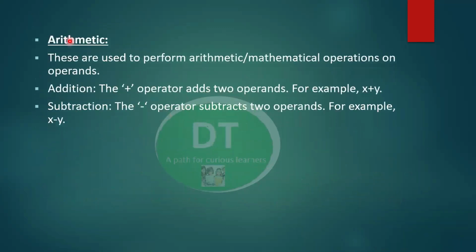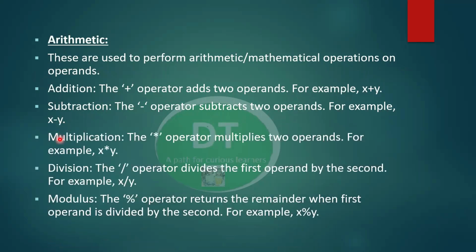Now we'll discuss arithmetic operators. These are used to perform arithmetic or mathematical operations on operands. Addition. The plus operator adds two operands, for example, x plus y. Subtraction. The minus operator subtracts two operands, for example, x minus y.